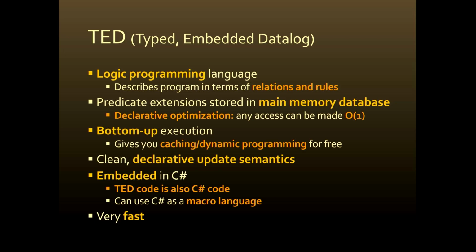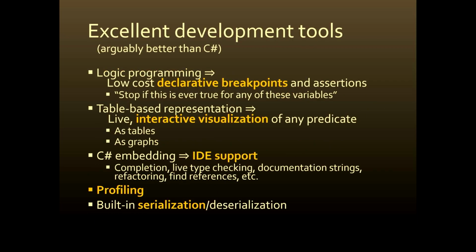So you are describing things in terms of relationships and rules for when those relationships happen. And it is in a lot of ways like a traditional logic programming language, but it's taking some lessons from Datalog from the database community. And so it's going to store the complete extension of every predicate in a table in RAM and then index the hell out of that. So we're doing bottom-up execution. It's nice because it has clean semantics for update, which you tend not to have in logic programming. And it's embedded in C# and it's very fast, as we're going to talk about.